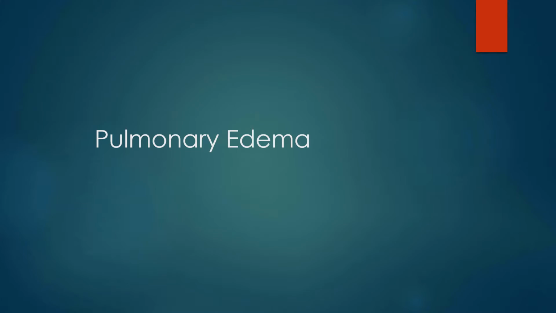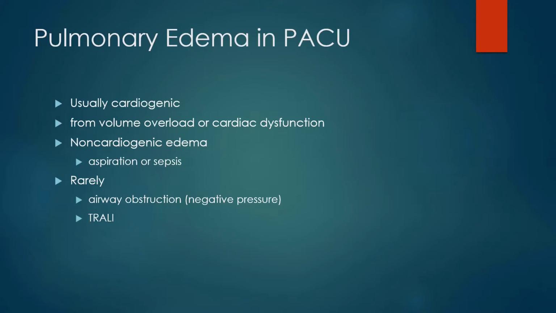So let's talk about pulmonary edema next. Pretty much all the pulmonary edema in the early post-op period is cardiogenic because of volume overload or cardiac dysfunction. We can also get pulmonary edema in PACU from aspiration or sepsis. And rarely we can get post-op pulmonary edema from airway obstruction, and this is post-obstructive pulmonary edema, or we can get TRALI from transfusion of blood products.